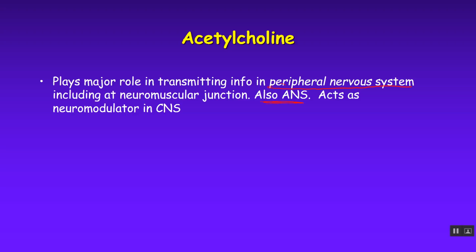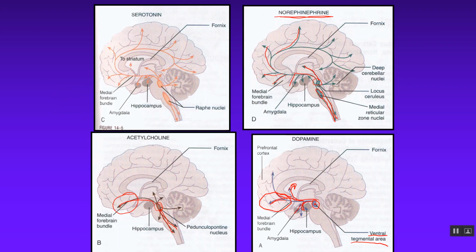Talk about it binding to those muscarinic receptors or nicotinic receptors, especially in the parasympathetic nervous system, which we're not worried about now, but we'll get there. But it acts as a neuromodulator in the CNS through its connections here, acetylcholine, CNS, in both the brain and in the spinal cord. Spinal cord is still part of your CNS.